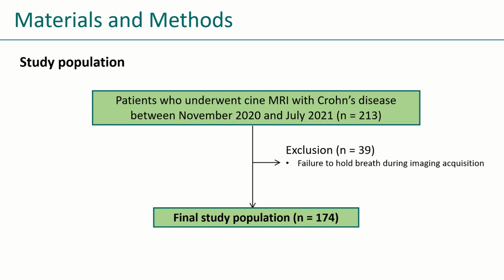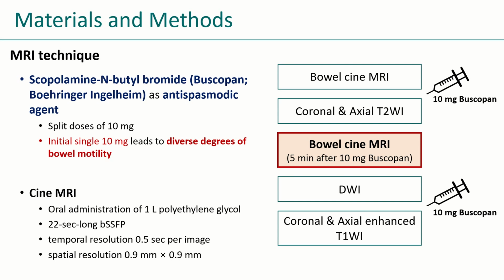In our institution, we administer scopolamine butylbromide, commonly known as Buscopan, at a dose of 20 mg as an antispasmodic agent during routine MR enterography. This agent is administered twice in split doses of 10 mg to reduce the motion-related artifacts before acquiring T2-weighted and enhanced T1-weighted images. Our experience has shown that a single initial dose of Buscopan does not yield full antispasmodic effect, leading to diverse degrees of small bowel motility.